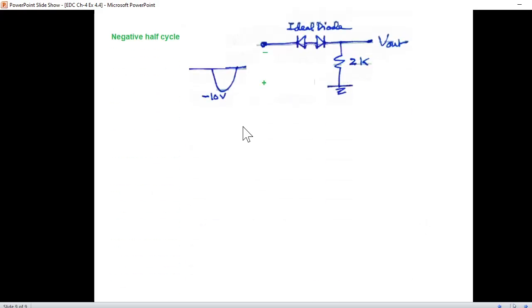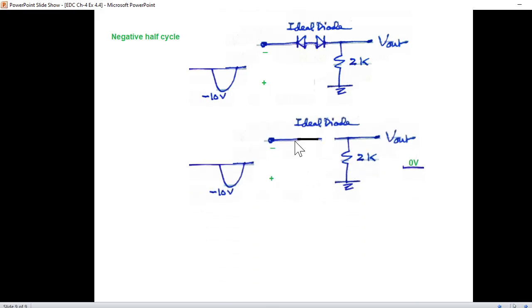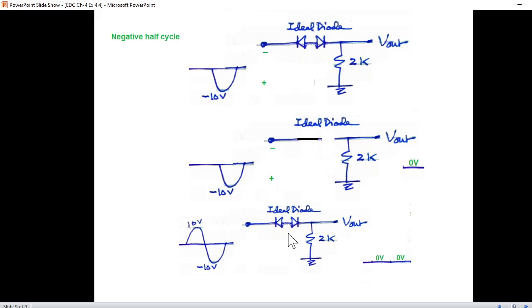The negative half cycle will also have a similar thing: negative, making this diode forward bias, but the other diode reverse bias. So now our circuit will look like this, forward bias and open for the reverse bias. And so in this case also there will be no current flow because of the break, and therefore output will be 0 volt. So for both the cycles, output will be 0 volt.